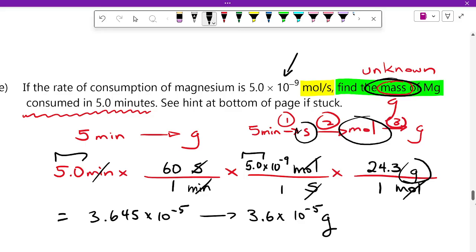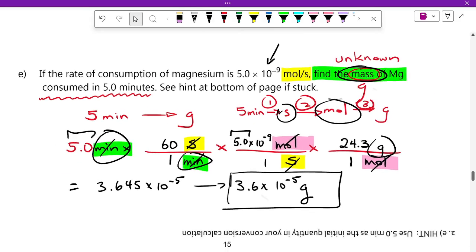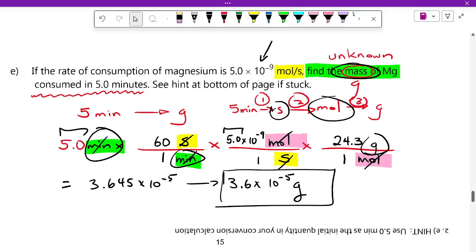How does minute cancel out? Minutes cancel out here. What you'll see is as you go along, the minutes cancel with the minutes, the seconds cancel with the seconds, the moles cancel with the moles. So it kind of goes up, down, up, down, up, down, all the way along. And if you're really doing your job, you will put your answer in a box so I can see what your answer is. Just a good habit to be in. All right. Any other questions?